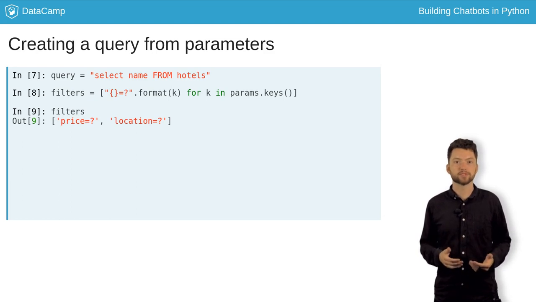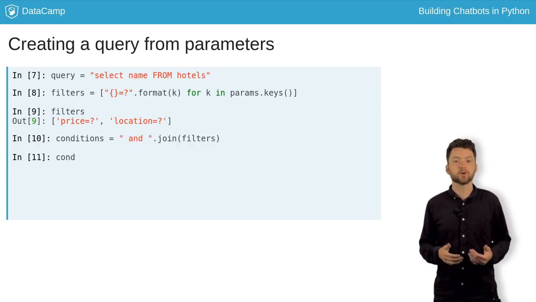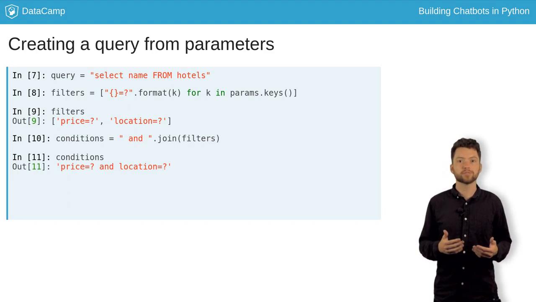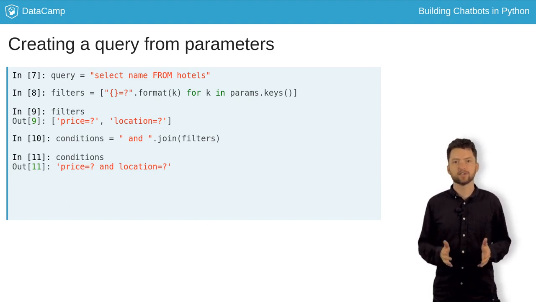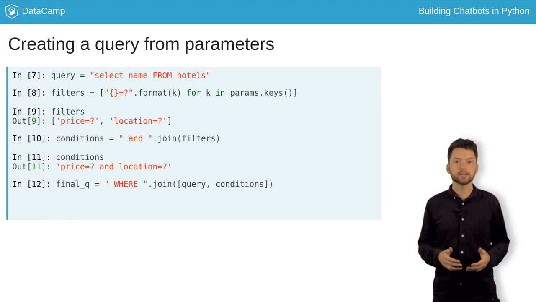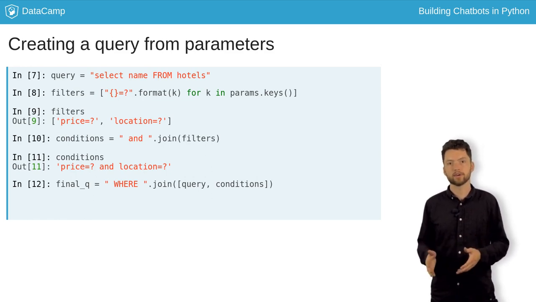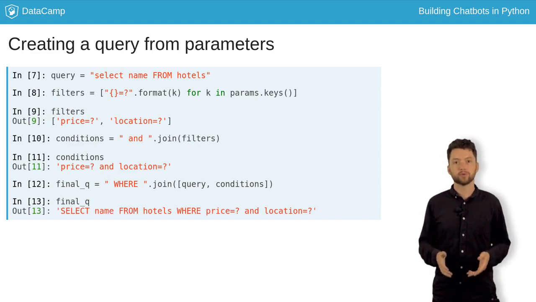Since there are multiple filters to be applied, we define a string called conditions, which contains all of the filters with the string and in between. We use the string's join method for this, which takes a list of strings as its sole argument. We can use the string's join method again to glue together the base query and the conditions with a where keyword. We save the final query string as final Q. If our SQL is not valid, the execute function will return an error message.